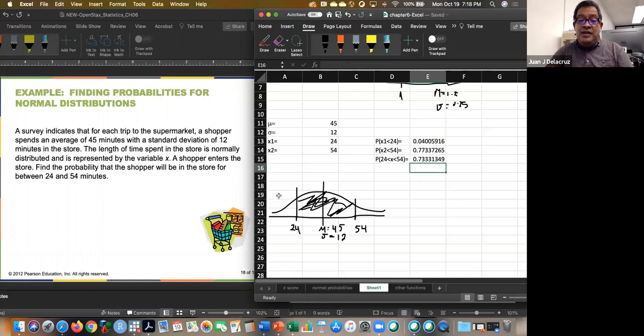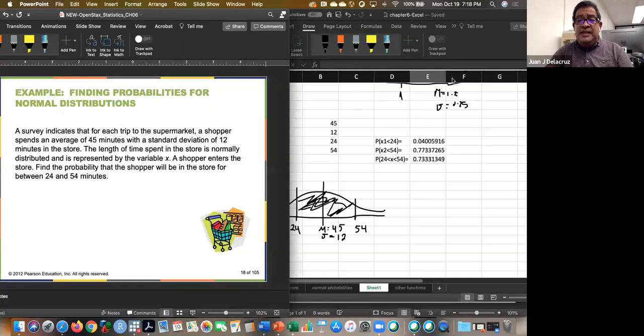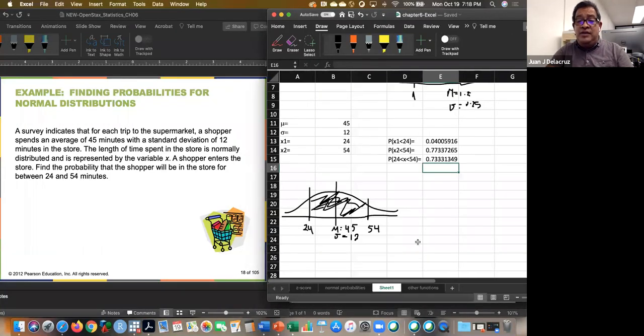So I computed the area to the left of 24, computed the area to the left of 54, and then I used the difference to find the area under the curve. So here, what we have here is that we have this. So the area under the curve is going to be equal to 73%, right?